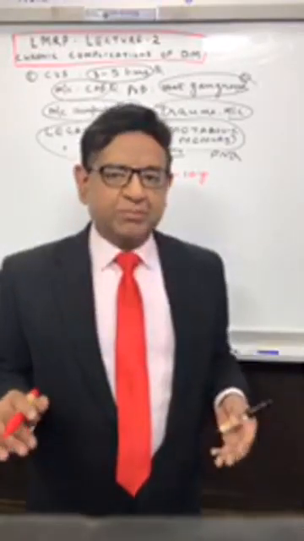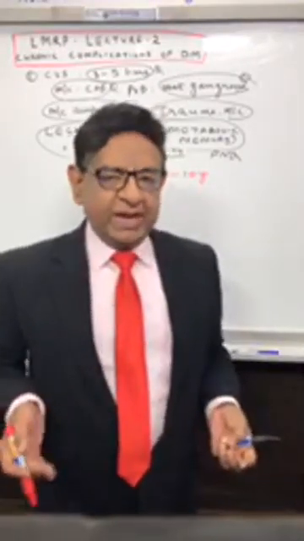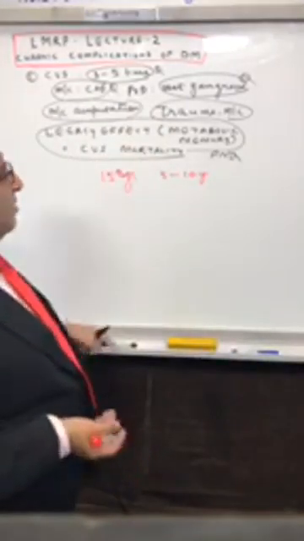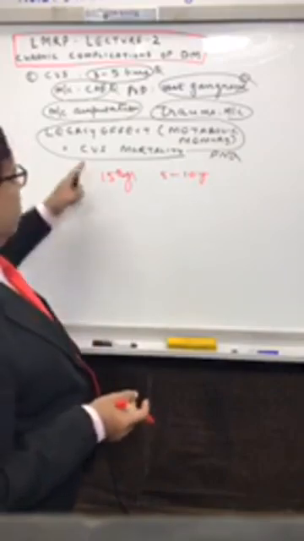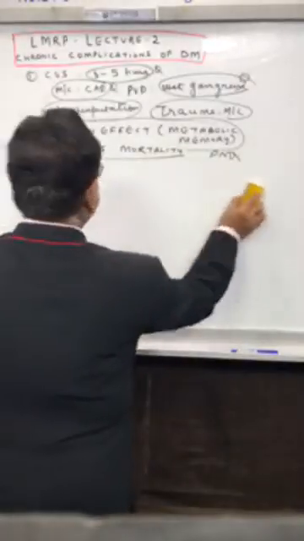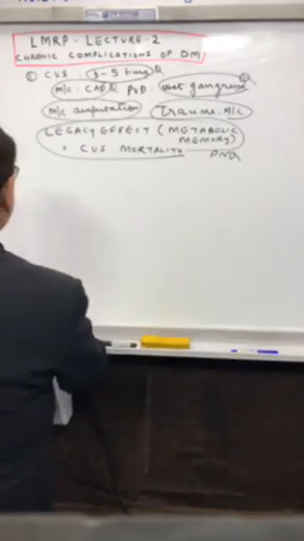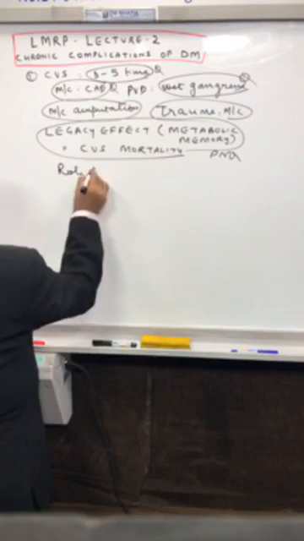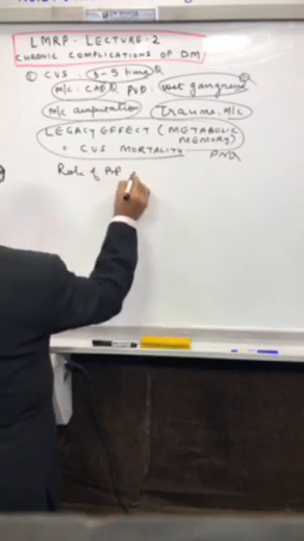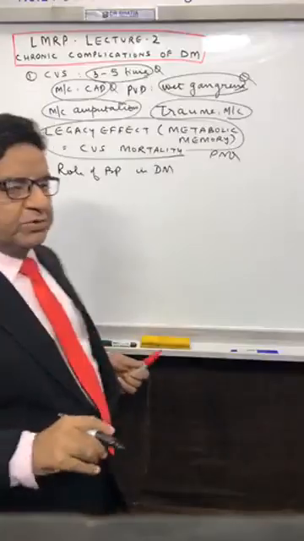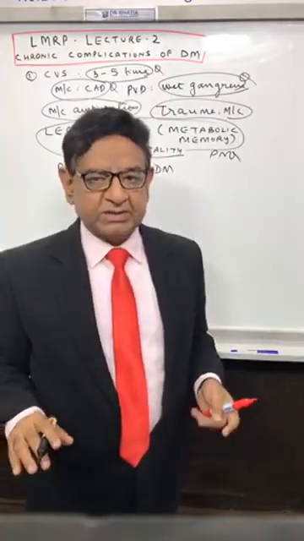What I mean to say is, the body remembers what we have done to the body, and this is known as legacy effect or metabolic memory related to cardiovascular mortality. Now, what is the role of BP control in diabetes? This is very important to understand. Let's learn the basic concept.